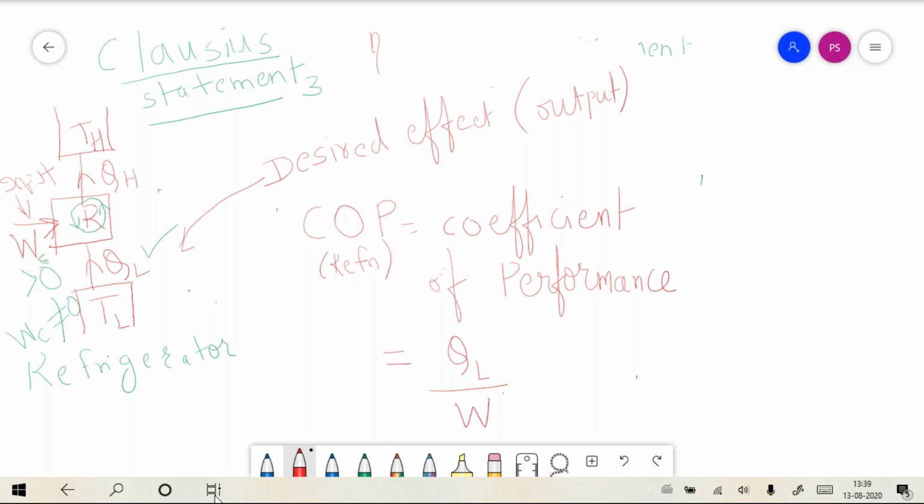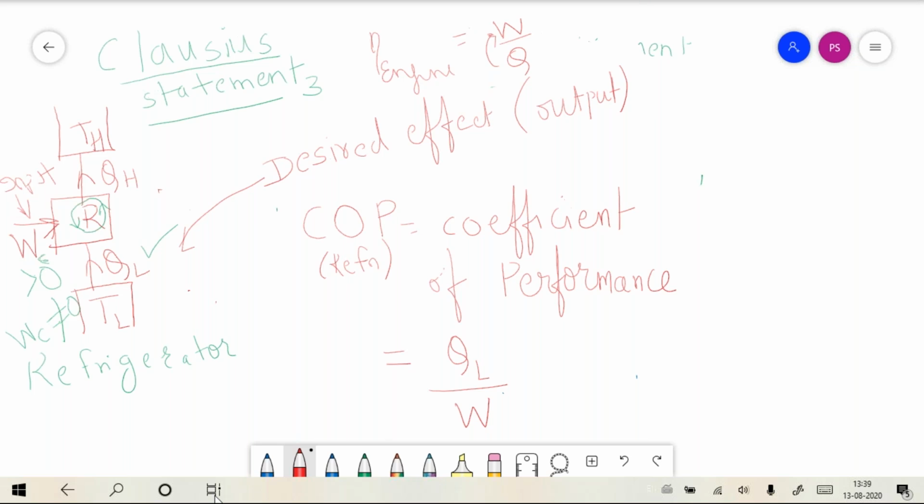The difference is efficiency. When you are talking about the efficiency of the engine, we talk about converting the heat to work. How much of the heat we are able to convert to work is called the efficiency.